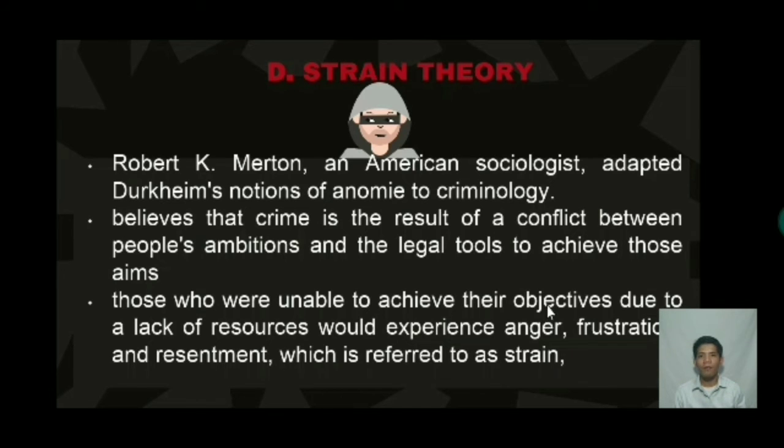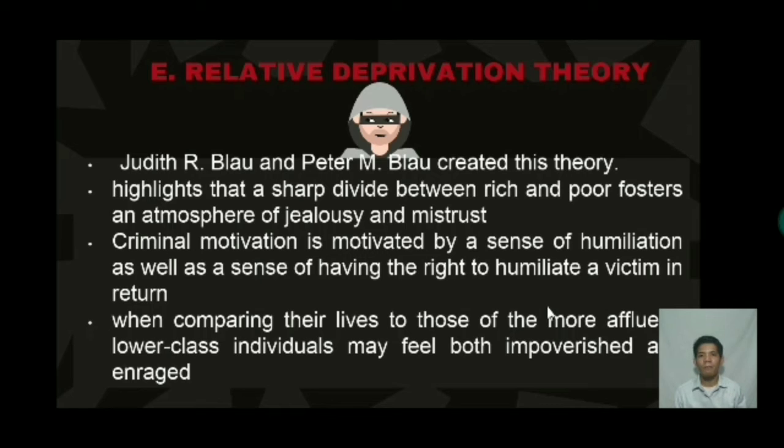So next we have relative deprivation theory. Judith R. Blau and Peter M. Blau created this theory. It highlights that a sharp divide between rich and poor fosters an atmosphere of jealousy and mistrust. Criminal motivation is driven by a sense of humiliation as well as a sense of having the right to humiliate a victim in return. When comparing their lives to those of the more affluent, individuals may feel both impoverished and enraged. So, our world is divided into a rich and a poor society. It leads to division that brings jealousy and anger, especially when someone is being deprived and maltreated, and that will lead to crime. So that's the meaning of relative deprivation theory.